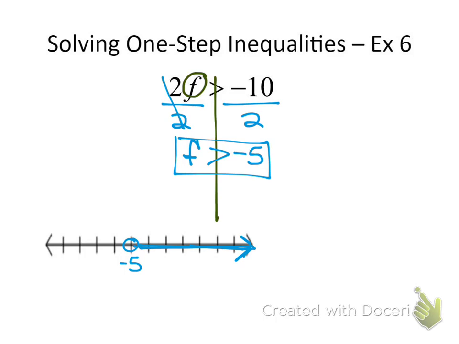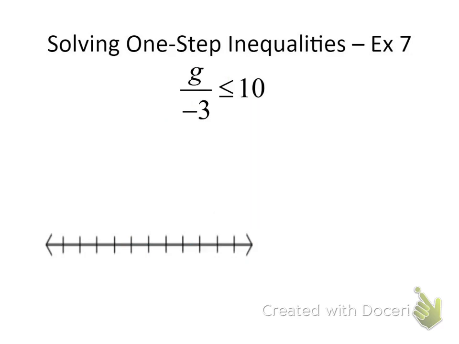Example number 7. If I'm going too fast and you're not getting them down, tell me. But otherwise, I think you guys are keeping pace, so we're going to keep going. g divided by -3 is less than or equal to 10.